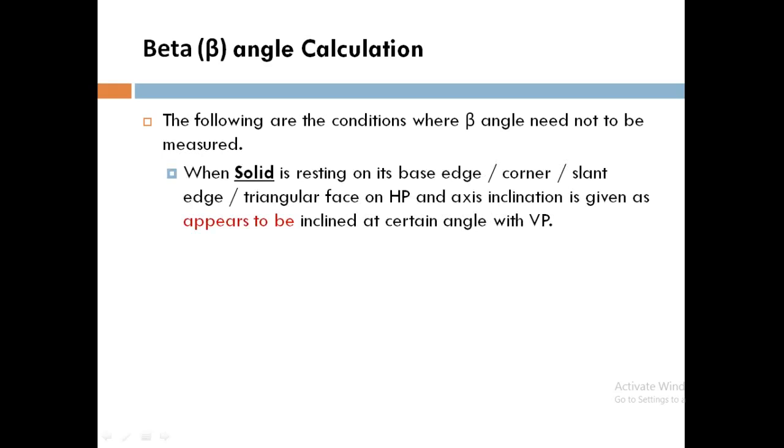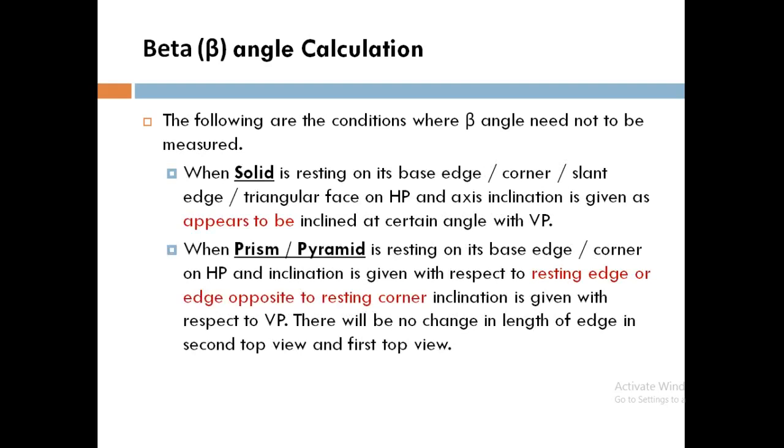And the next condition is when the prism or a pyramid is resting on its base, edge or a corner on HP, and if the inclination with respect to the resting edge, or the edge opposite to the resting corner, is given with respect to VP, then also we need not calculate the beta angle, because there will be no change in the length of the edge in the second top view compared with the first top view.